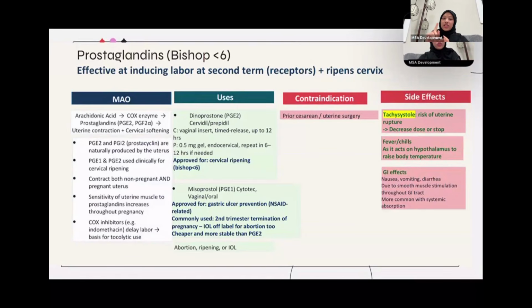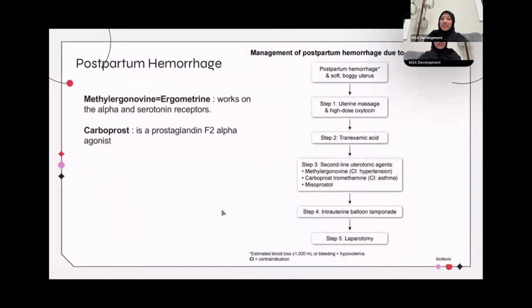It is also approved because it's the number one. It has another effect on gastric ulcer. Remember, it's related to NSAIDs, so in the stomach it can also prevent gastric ulcer. Postpartum hemorrhage is something that I mentioned. It is an indication for contraction of the uterus. You might want to use that.